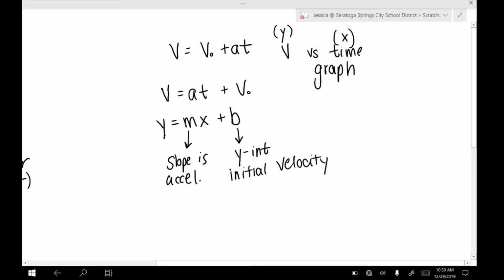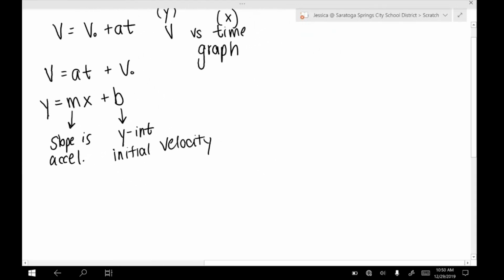Unlike position versus time, the velocity versus time graph is always going to be linear. We're not ever going to have a velocity versus time graph, at least in this unit, that is curved.